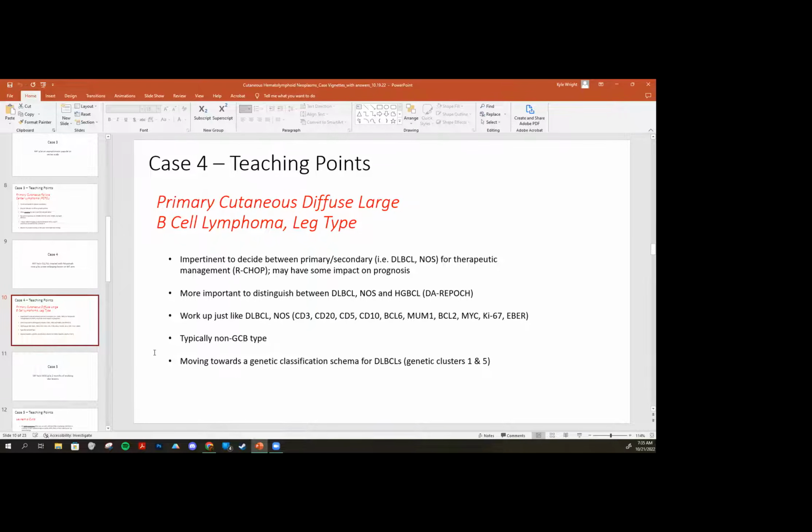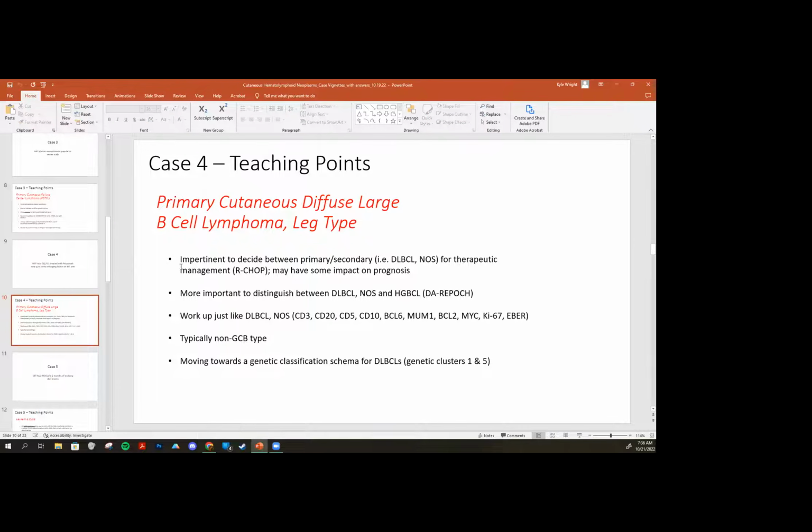Leg type is essentially just a reference to the fact that this is a primary cutaneous DLBCL. This leg type is an antiquated terminology. We used to call it leg type, and I guess still do because the WHO hasn't changed the diagnosis line yet, although that might be changing in WHO5. This leg type, as it describes, this lesion was initially described on the leg, but it can happen anywhere, essentially.